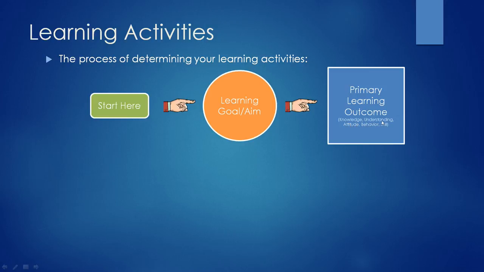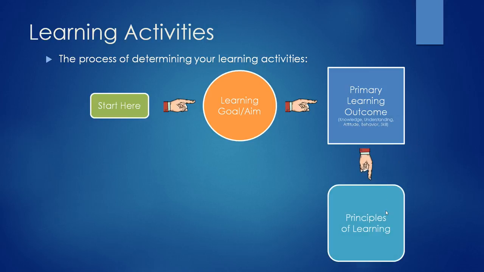So it's either going to be knowledge, understanding, attitude, behavior, or skill. And it could be understanding at some level of understanding. It could be comprehension, application, synthesis. We'll talk more about that later. It could be at some level of attitude, just receiving, responding, valuing, characterizing, etc. So whatever that primary learning outcome is, that will determine the principles of learning that you will employ.